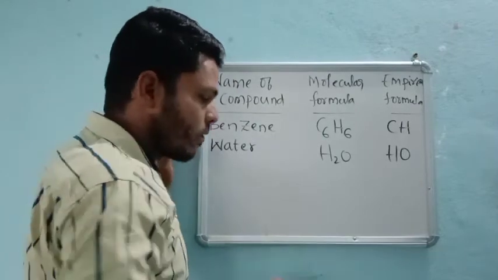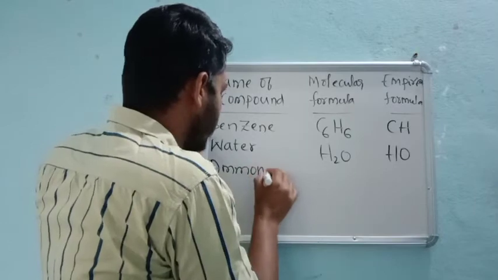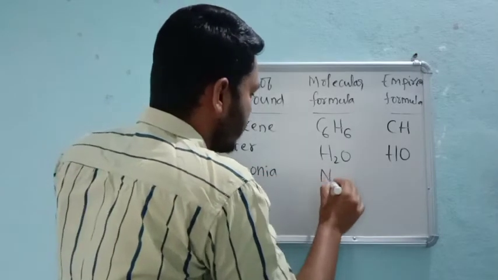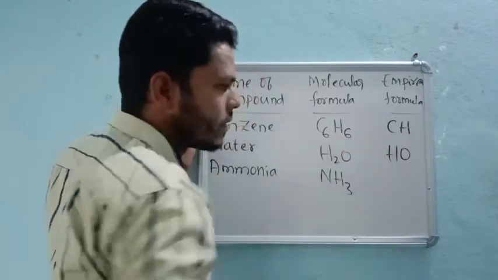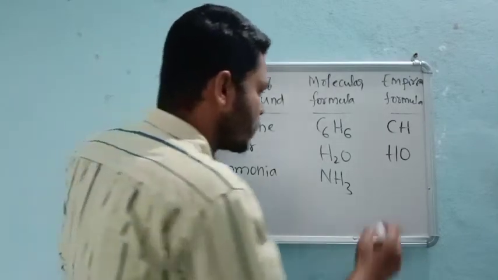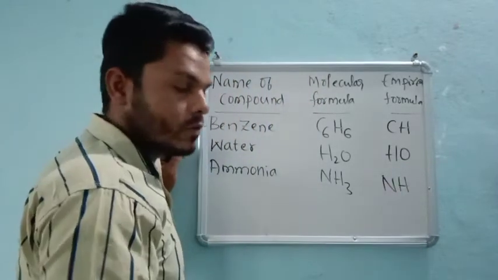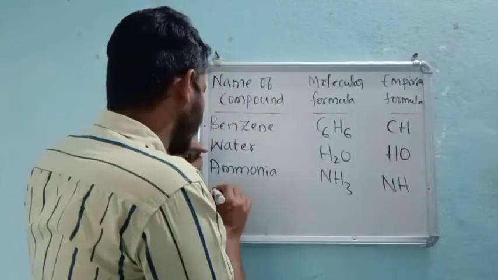Right? So now ammonia. Already I have given this, ammonia, NH3. Here also the same case, there are two different elements present over here. So thus what are those? N and H. Understood?